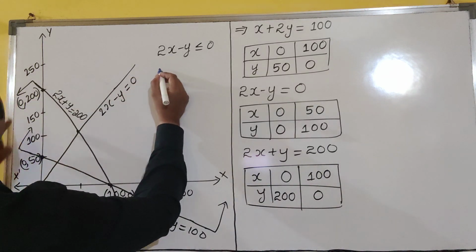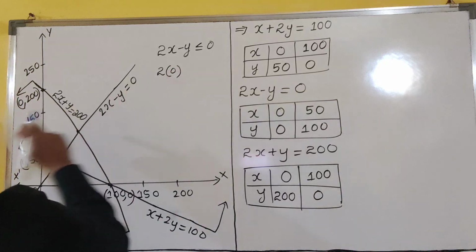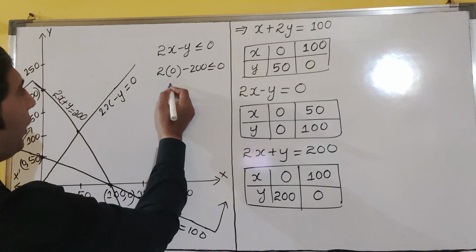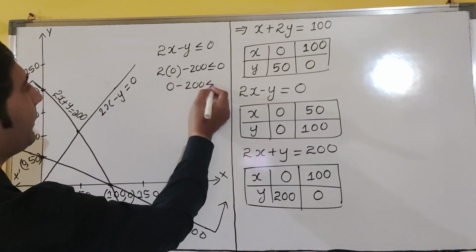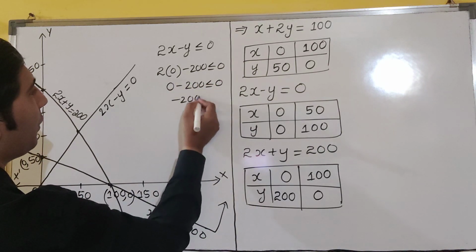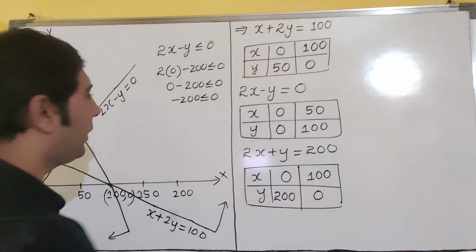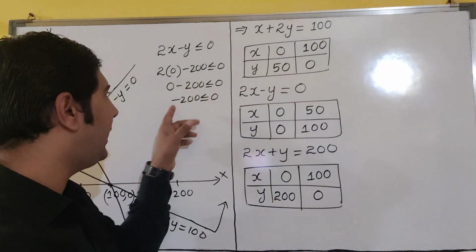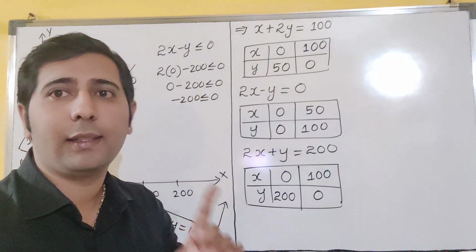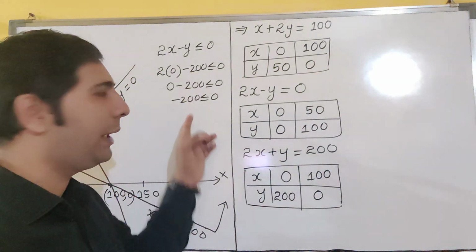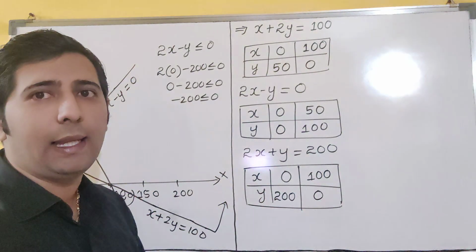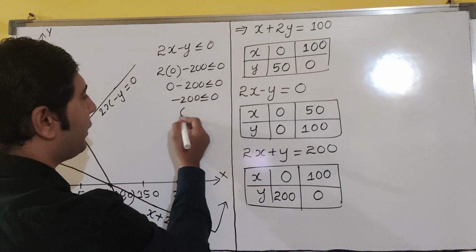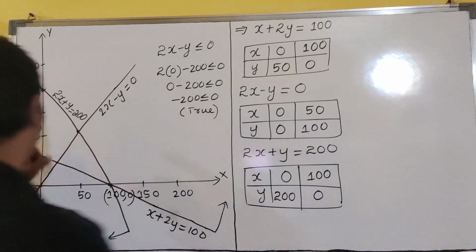0, 200. x is what? 0. 2 into 0, x is 0 here, y is how much? 200. So how much will you get, dear students? 2 into 0, 0 minus 200. So 0 minus 200 is minus 200, which is less than 0. So is this true or not? Minus 200 is less than 0. 0 is greater than minus 200. Don't look at 200, it is minus 200, children. So minus 200 is less than 0. So this is true, dear students. That's why I am saying shading will come here.